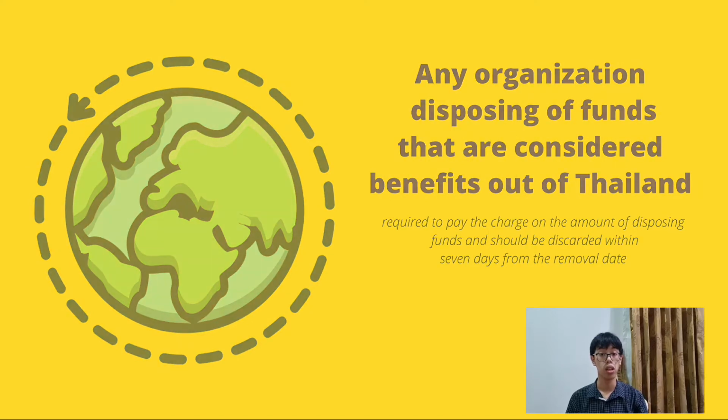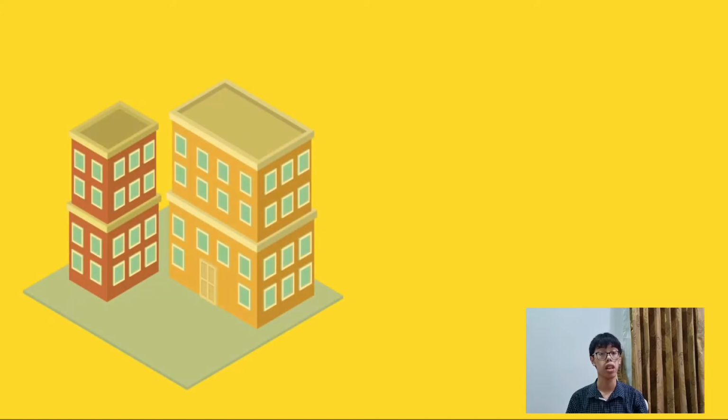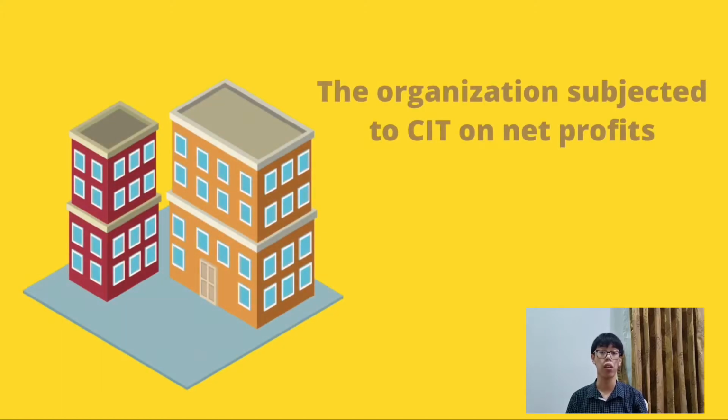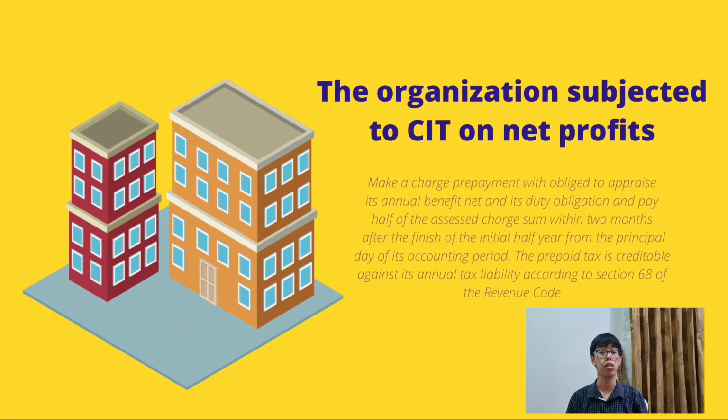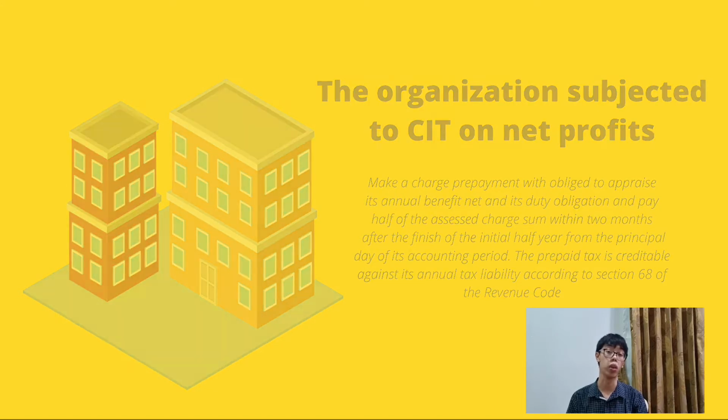In addition to the yearly tax installment, any organization subject to corporate income tax on net profits must also make prepaid tax. An organization is obliged to estimate its annual benefit and its tax obligations and pay half of the estimated tax sum within 2 months after the end of the first half year from the first day of its accounting period. The prepaid tax is creditable against its annual tax liability according to Section 68 of the Revenue Code.